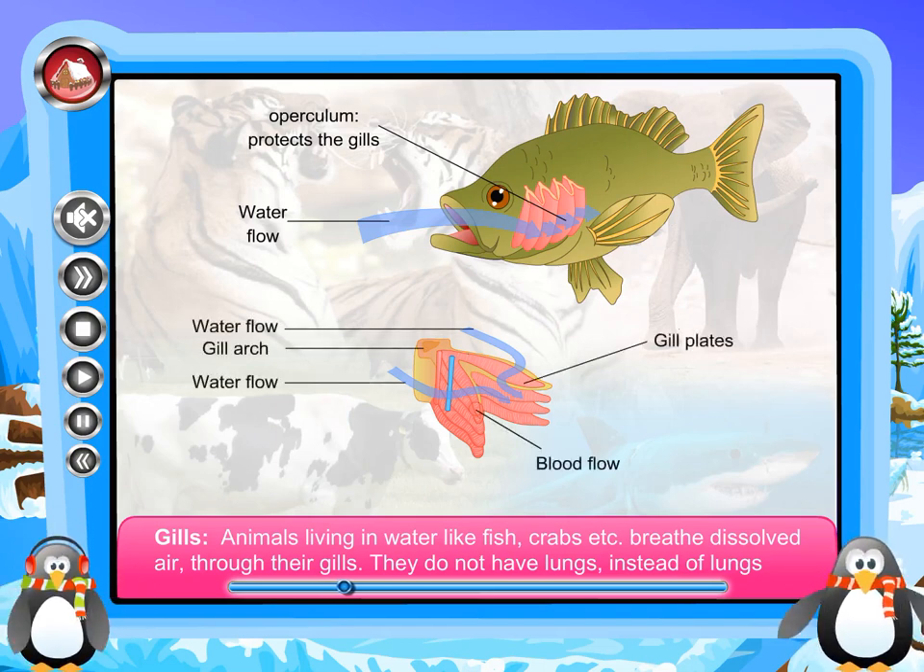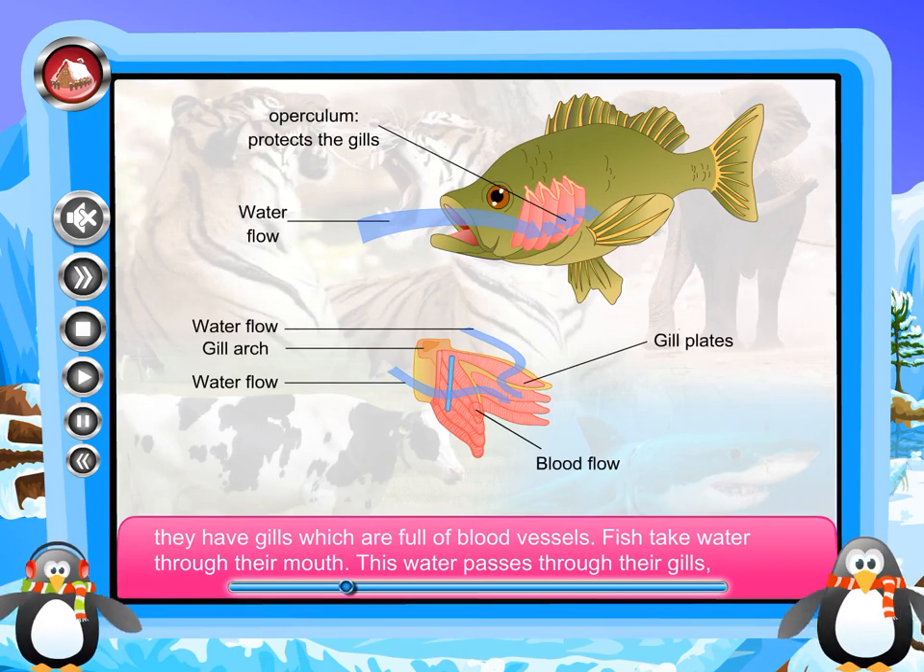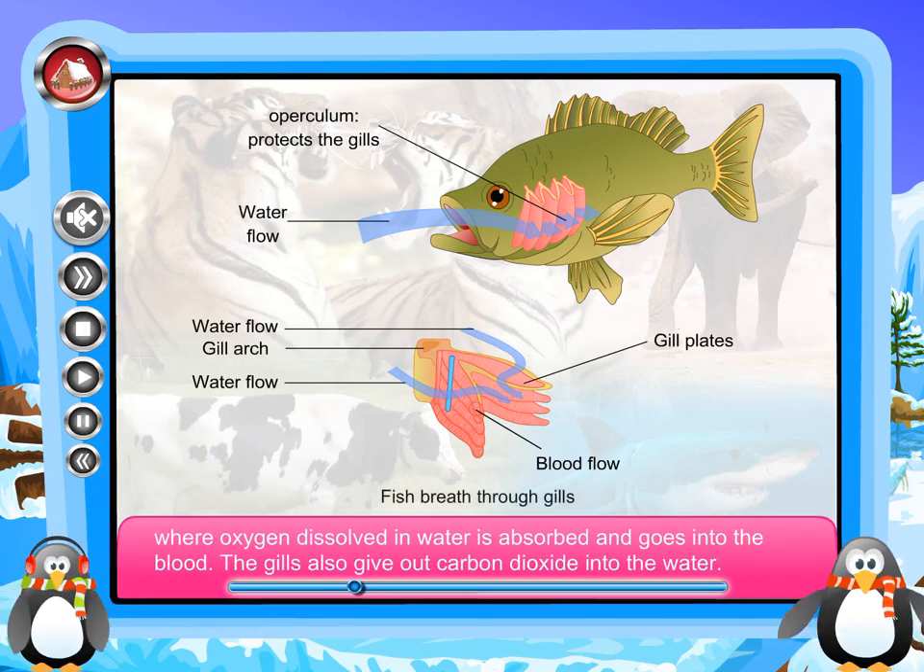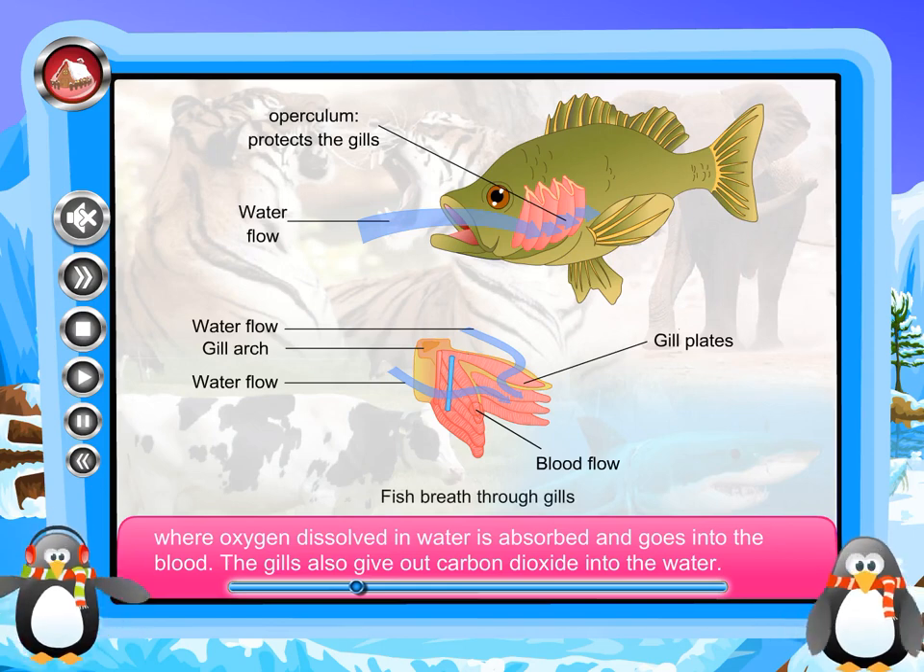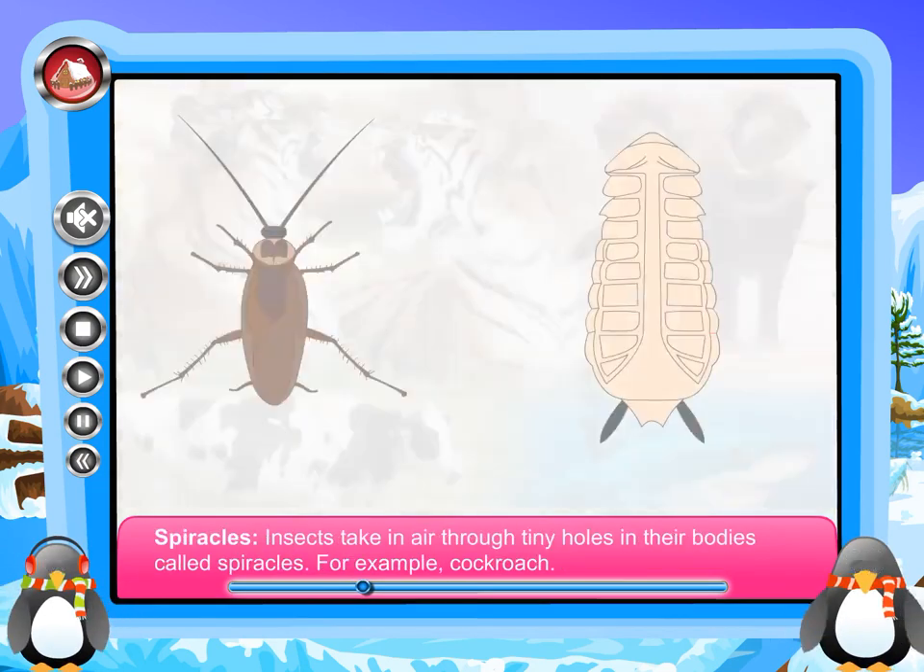Instead of lungs, they have gills, which are full of blood vessels. Fish take water through their mouth. This water passes through their gills, where oxygen dissolved in water is absorbed and goes into the blood. The gills also give out carbon dioxide into the water.